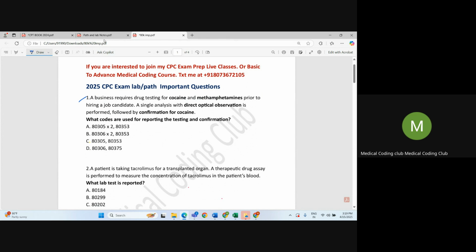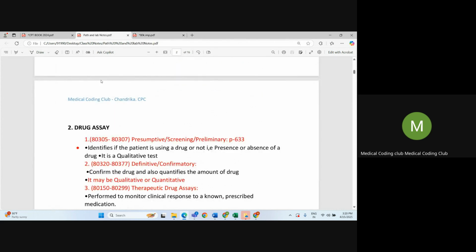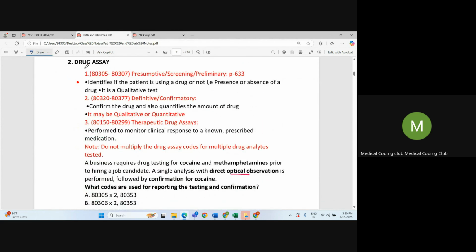Firstly, in the drug assay, there are 3 types. The first type we call screening or preliminary test. The second one is definitive drug test or confirmation drug test. The last one is therapeutic drug assay. All these 3 drug assays are very important. In screening, they will examine just to know the presence and absence of drug.